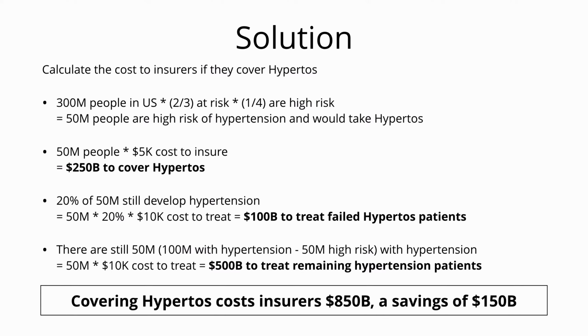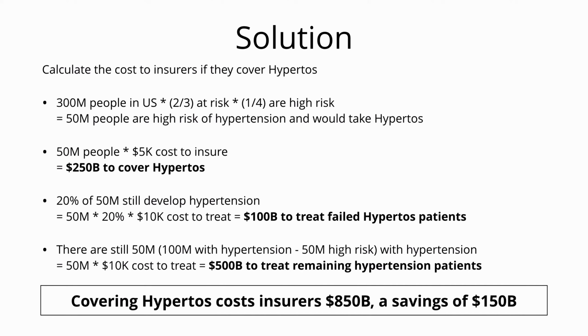Let's first calculate how much hypertose costs to cover. There are 300 million people in the US, and 2/3 are at risk of hypertension. And among those, 1/4 are at high risk and would take hypertose. This gives us 50 million people that would be taking hypertose. Covering hypertose costs $5,000 per patient per year, giving us $250 billion in costs to cover hypertose.